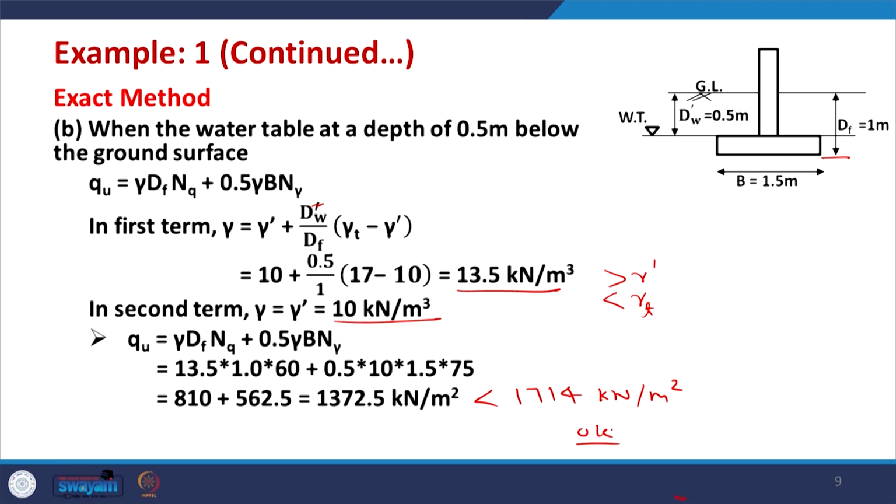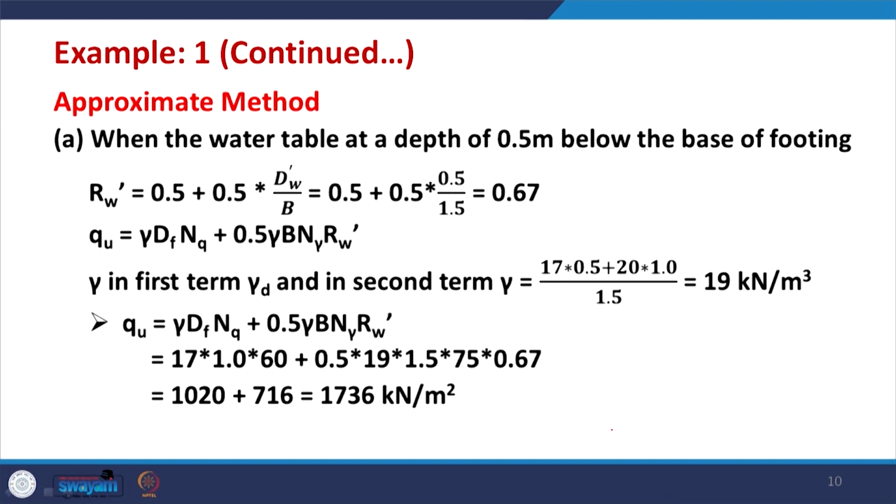This was using the exact method, but we also have the approximate method, and the next slide talks about the approximate method. What you do in the approximate method is apply the water table corrections using the factor RW dash. In the first case, when the water table rises and is just below the base of the footing at 0.5 meter, then using this relation you can apply the correction factor RW dash, 0.67, and then this equation can be used.